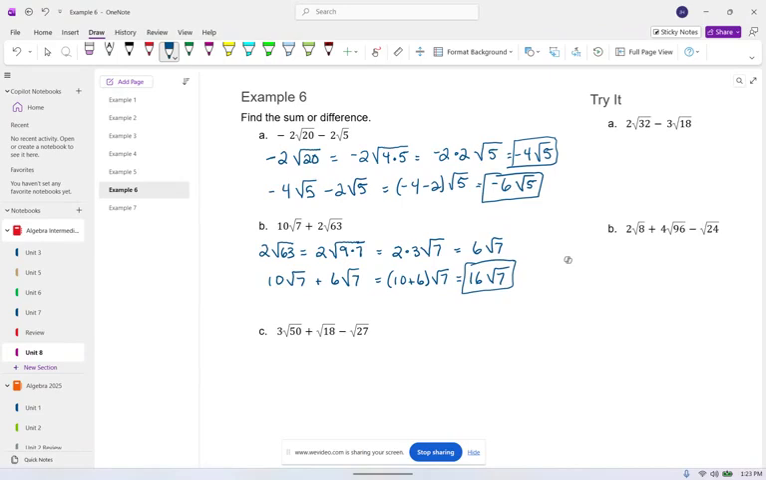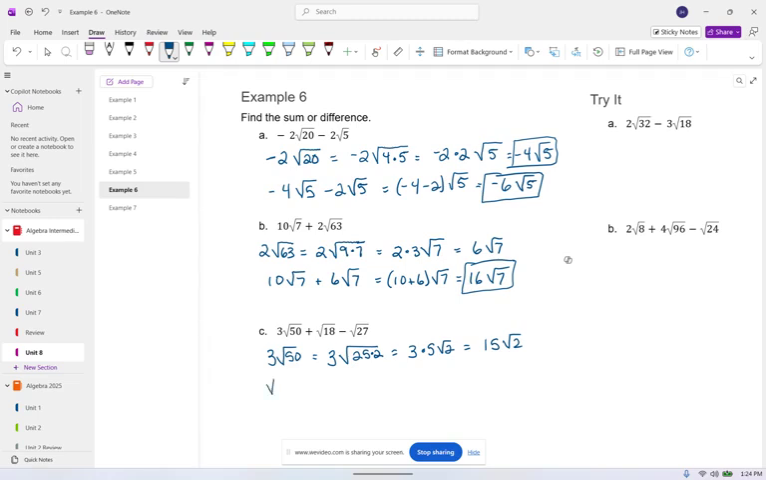Then on part C, same basic idea. We're going to simplify the radicals. We'll start off with the square root of 50. So we have 3 square root of 50. 50 is not on my list of perfect squares. Divide it in half and I get 25, which is. So this can be rewritten as 3 root 25 times 2, which is the same as 3 times the square root of 25, which is 5 root 2, and this is 15 root 2.